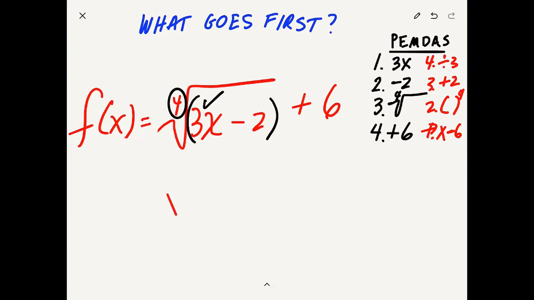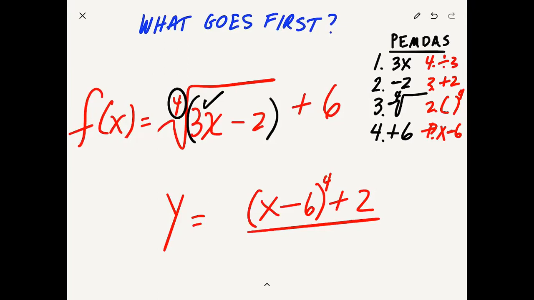So if I start with y equals x, first thing I'm going to do is subtract 6. Then I'm going to raise that to the 4th power. And then I'm going to add 2 to that 4th power. And then I'm going to divide the entire thing by 3. That would be my answer. And if I did f of y, I should get x. That's how I can check it.